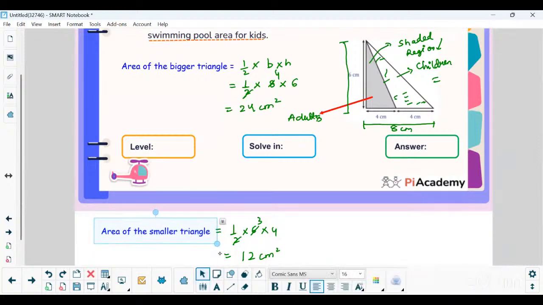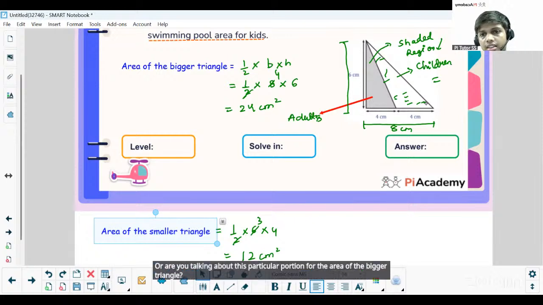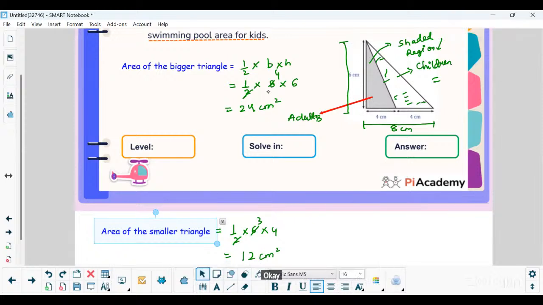6 times 4. Right. 6 times 4, 24. But that was for the rectangle, right? Here we are not having a rectangle. Or are you talking about this particular portion for the area of the bigger triangle? Yeah. Okay. Yeah, that is correct.